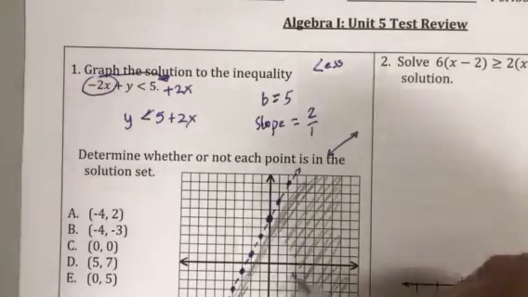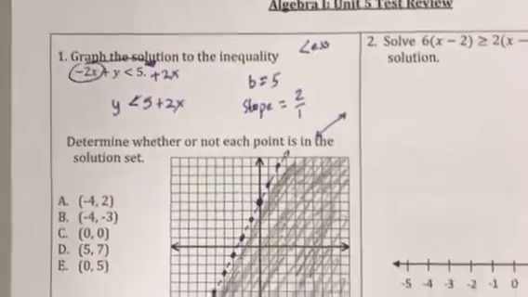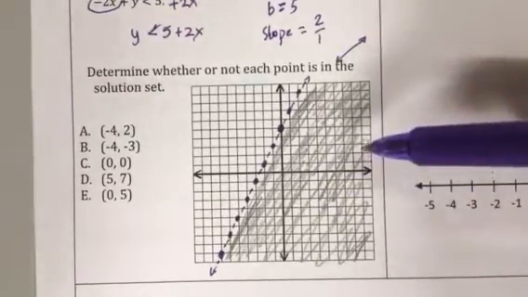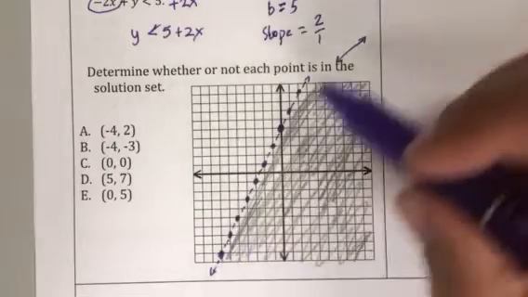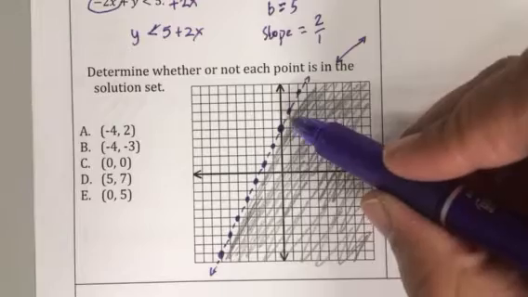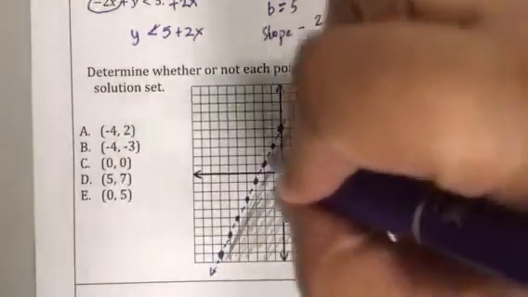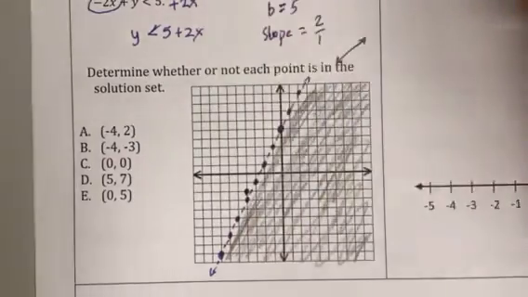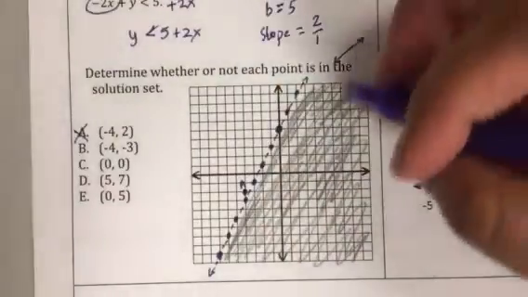Now the question asks whether or not these points are inside the solution set. In order for it to be inside the solution set, it has to be in the shaded region. Because the line is dotted, that means it won't include the line. If I put something on here, it won't stand by itself, it would actually fall through. So negative 4, 2. That's not inside the shaded region, so A is not an answer.